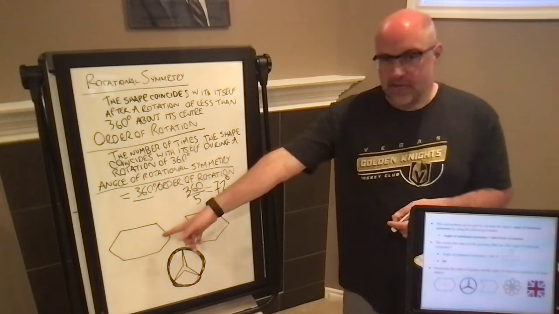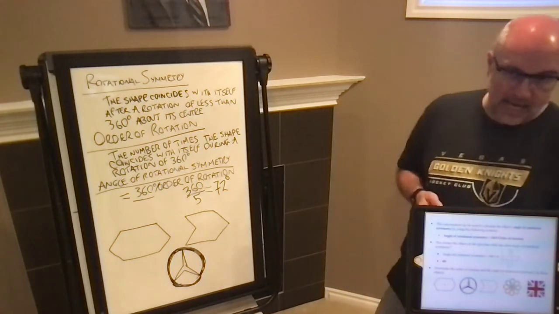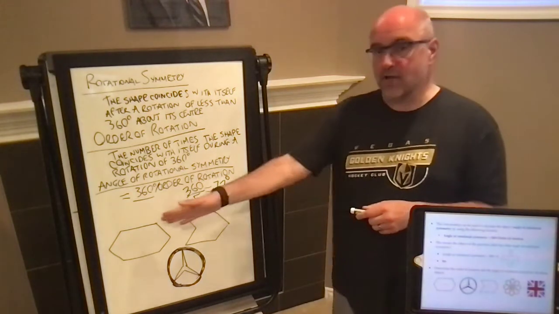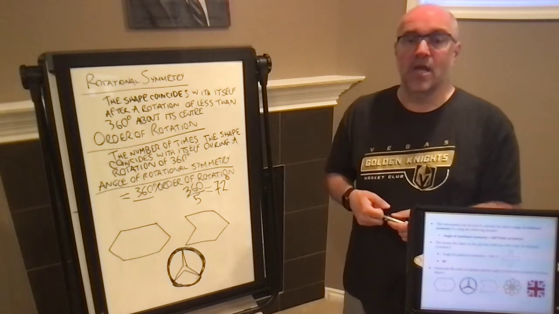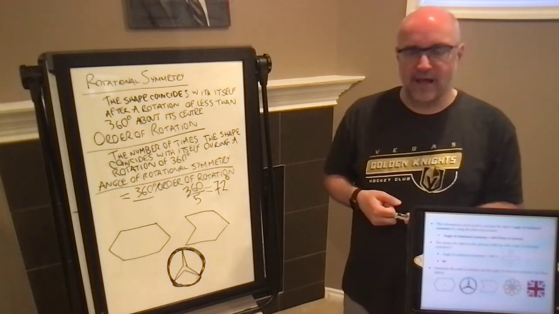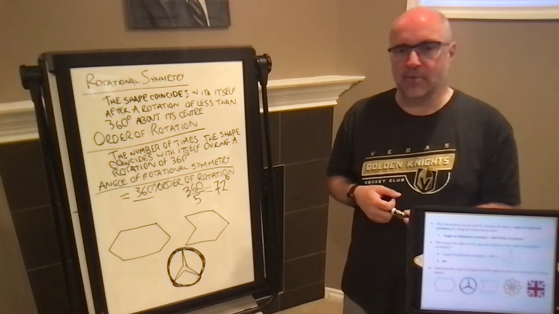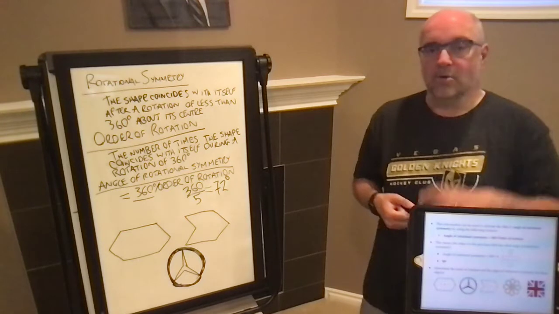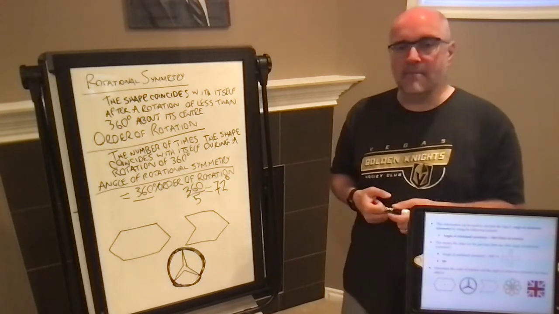Okay, so here is the first object. We've got an irregular hexagon. It isn't a regular hexagon. If it was a regular hexagon, we would have multiple orders of rotation going on there. In fact, if we had a regular hexagon, it would be order of rotation of 6, because you'd be able to rotate it 6 times among itself.